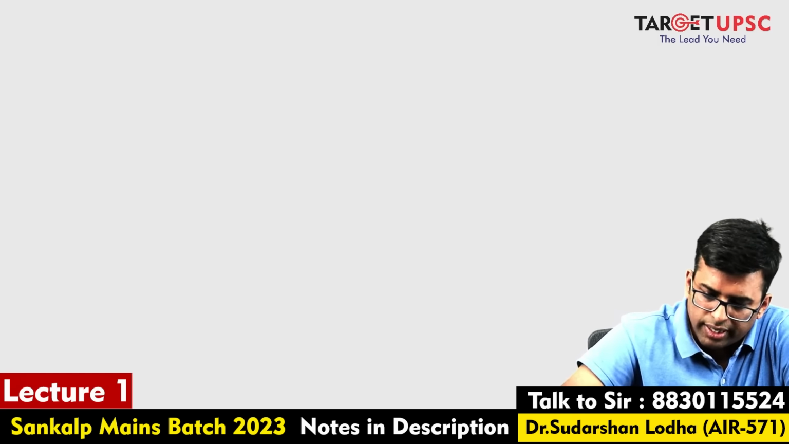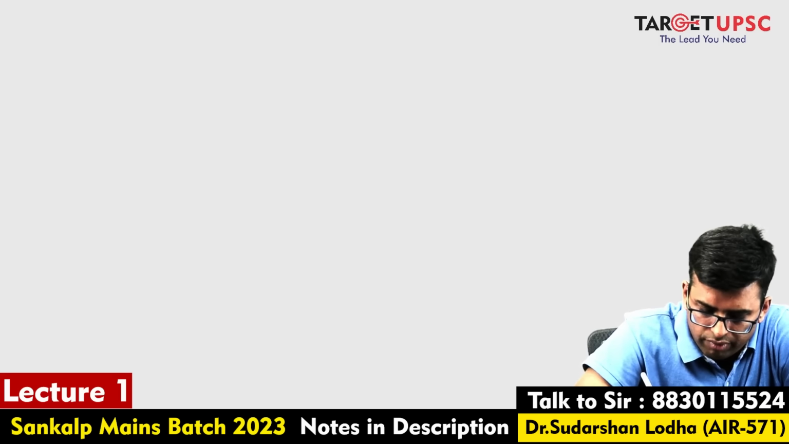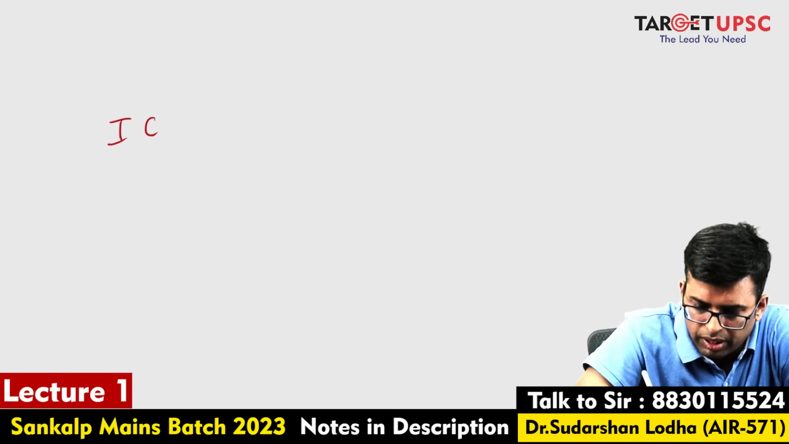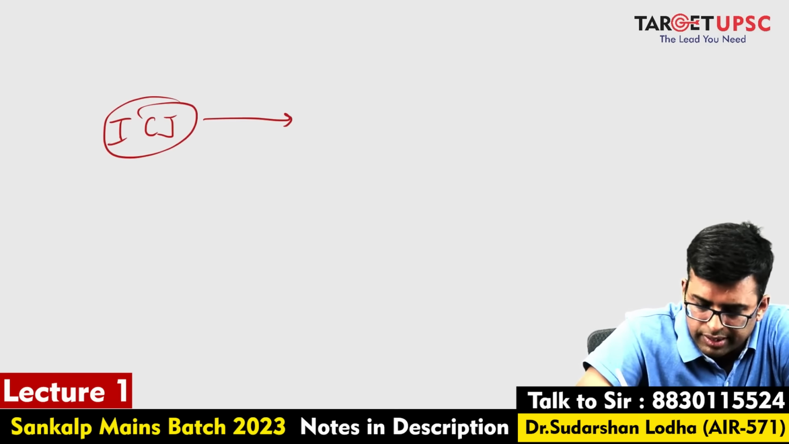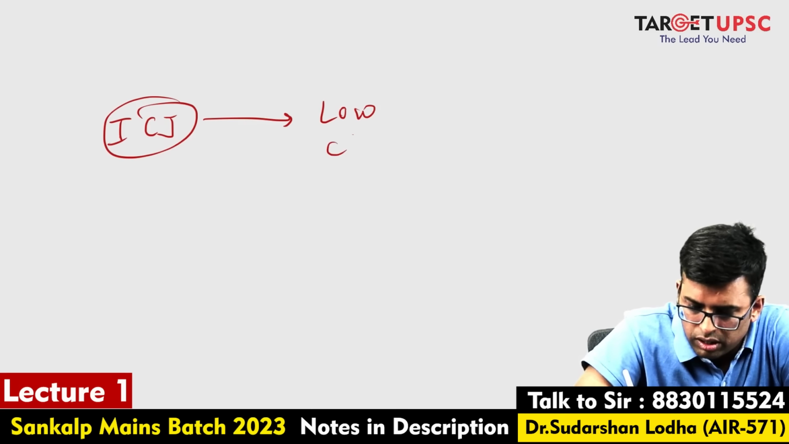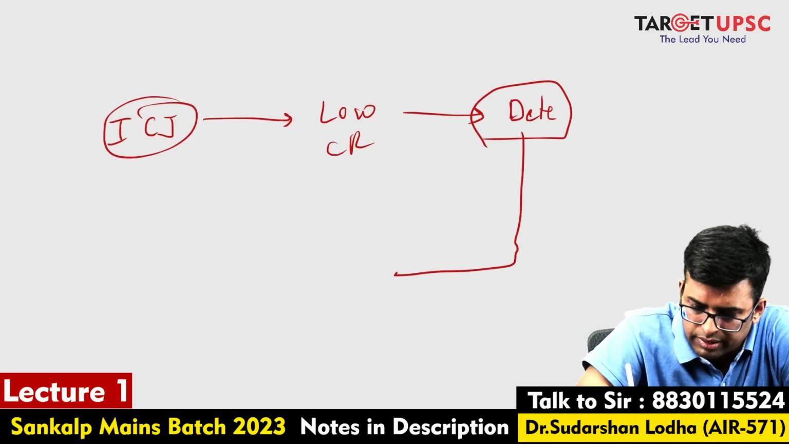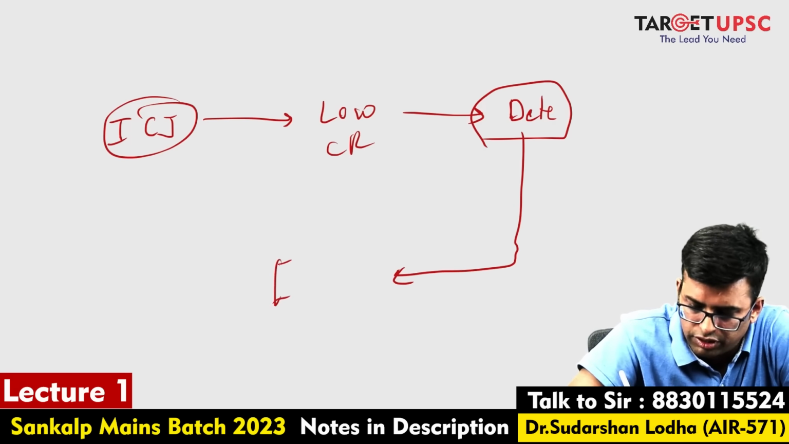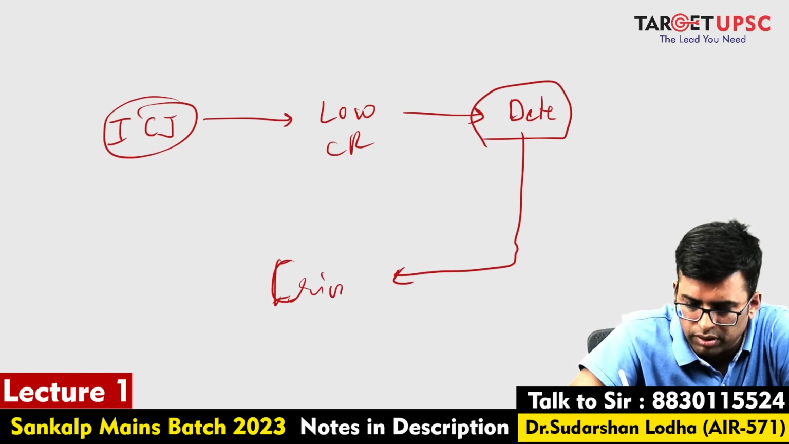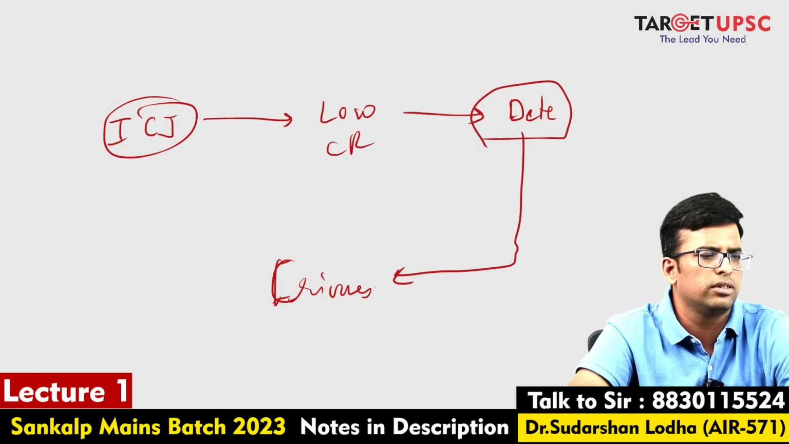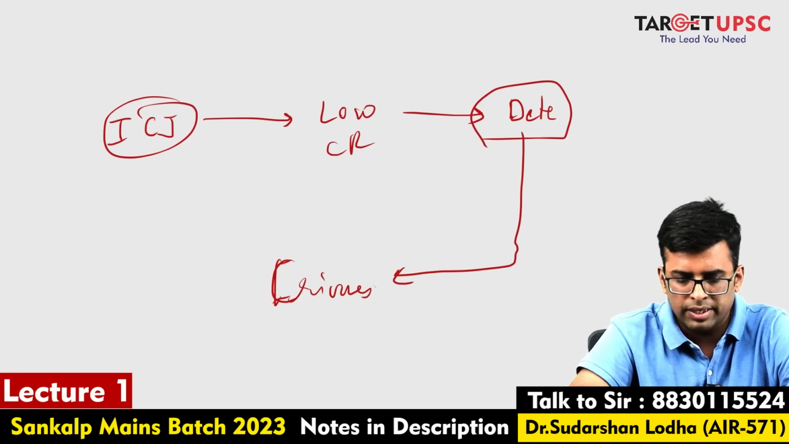So basically, what is happening is, once you have an ineffective criminal justice system, there is a low conviction rate, and once there is low conviction, there is no deterrence, and this pushes further crimes. Then you do not have deterrence.